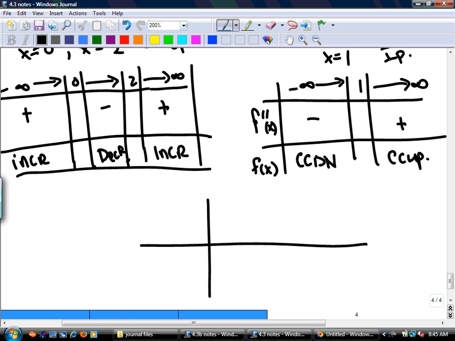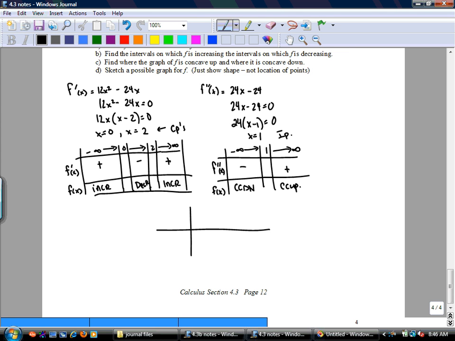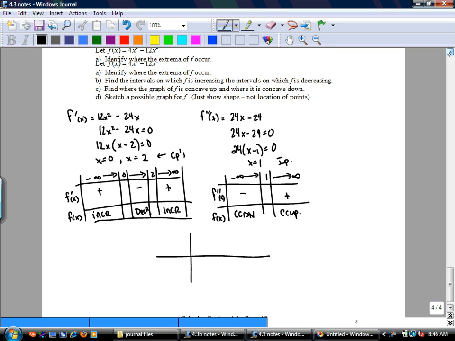It sure would help if we found y values, wouldn't it? Did I ask you to find y values, though? No? Sketch a possible graph, just show shape, not location of point. So did I ask you to find y values? No, because my direction's in D.